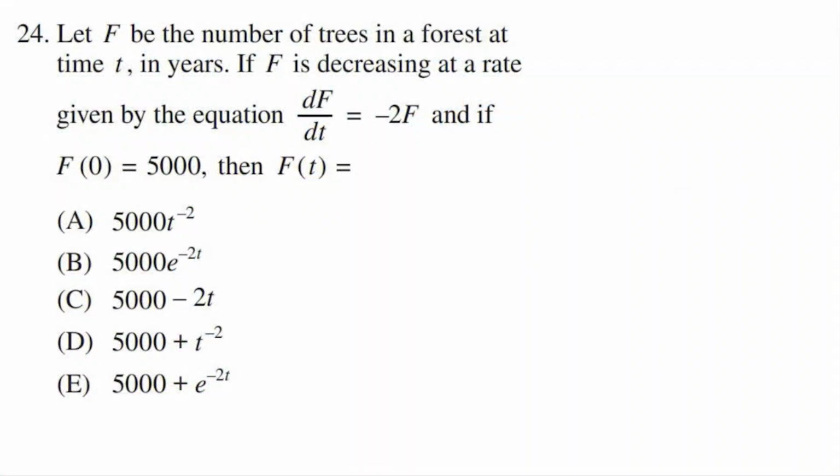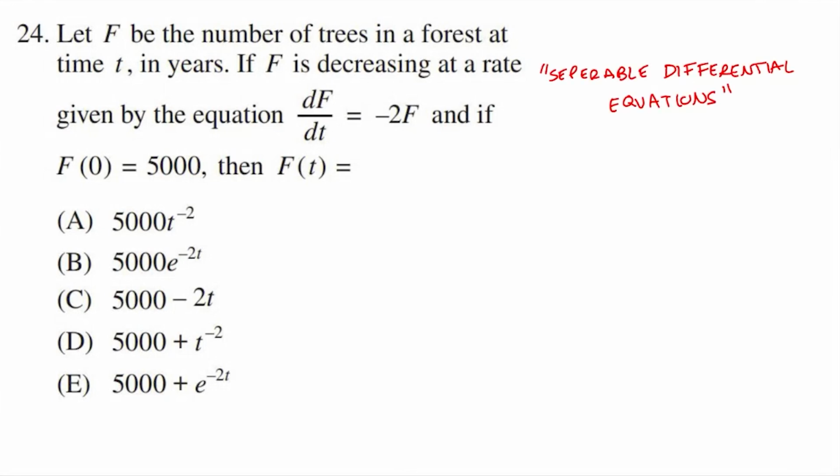Number 24 says, let f be the number of trees in a forest at time t in years. If f is decreasing at a rate given by the equation df/dt equals negative 2f, and if f of 0 equals 5,000, then what is f of t? To solve this, we need to separate the variables.